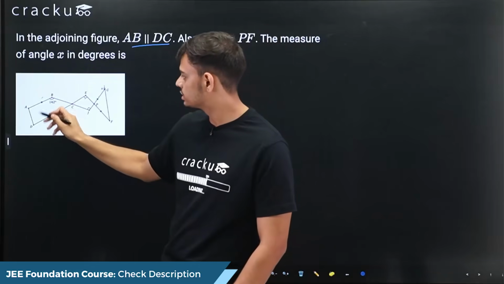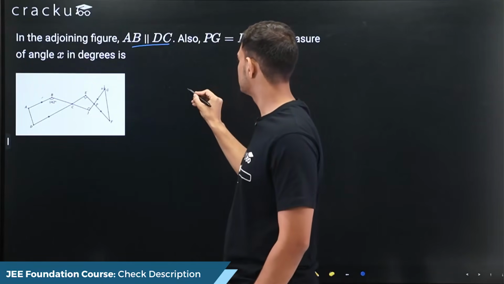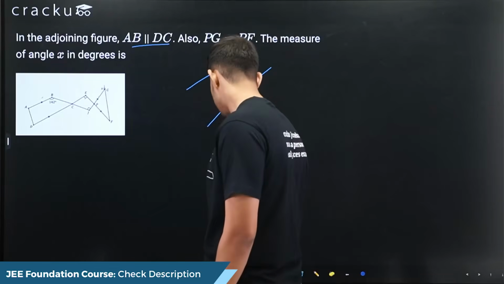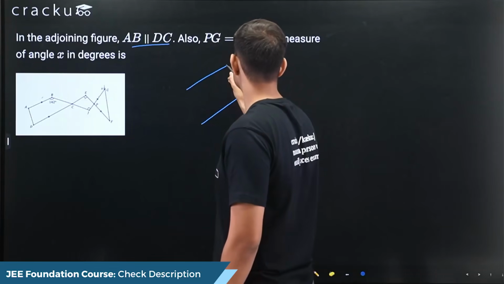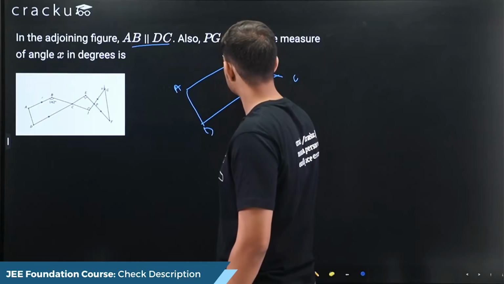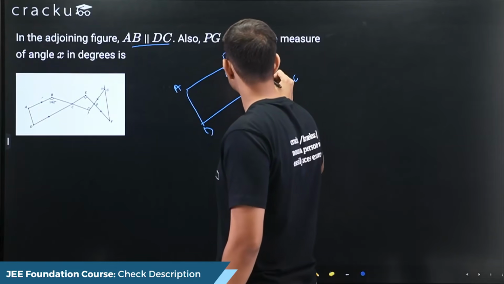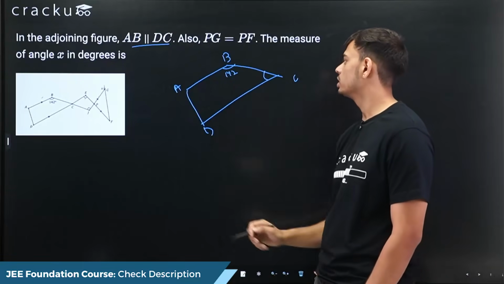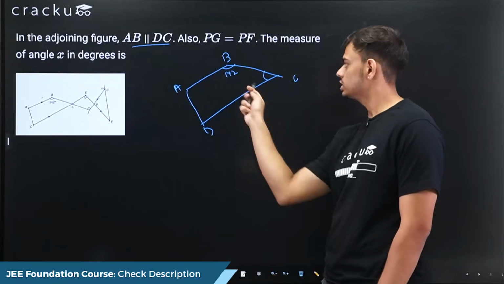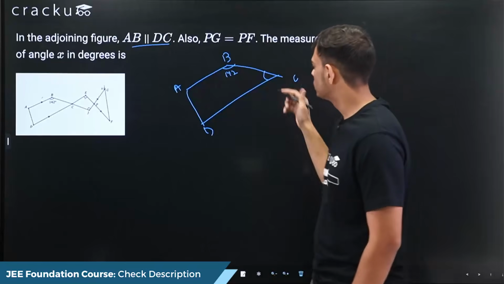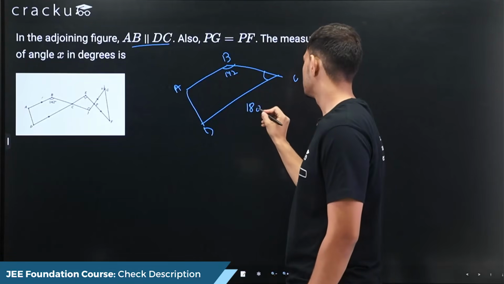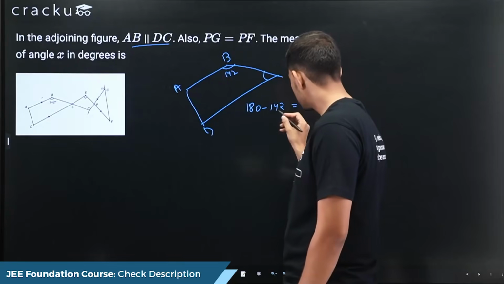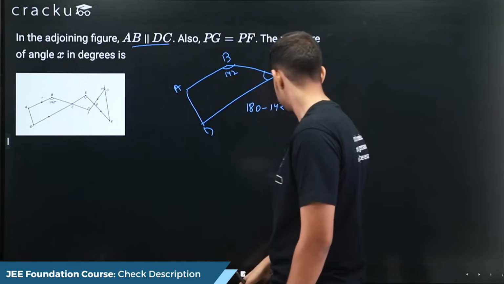Let us consider this. So this is like this, AB, CD. These two are parallel lines, like this. We are given this angle. So we can calculate this angle because these two angles will be supplementary. Because if AB and CD are parallel, then BC is the transversal, and these two angles will be supplementary. So this angle will be 180 minus 142, nothing but 38 degrees.